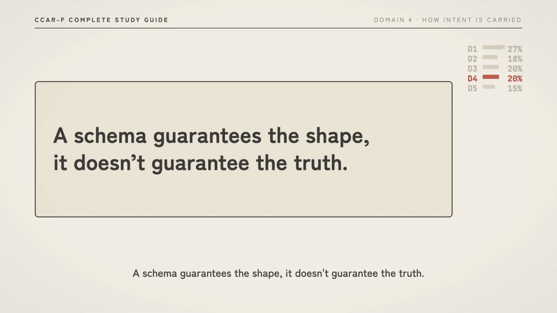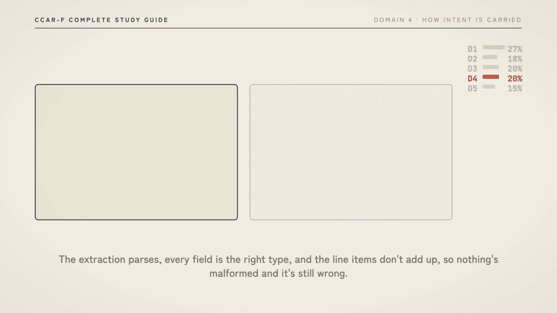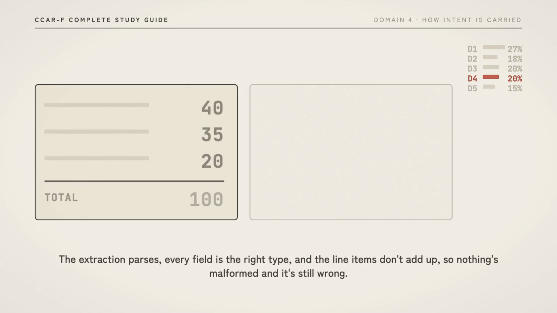A schema guarantees the shape, it doesn't guarantee the truth. The extraction parses, every field is the right type, and the line items don't add up, so nothing's malformed and it's still wrong.